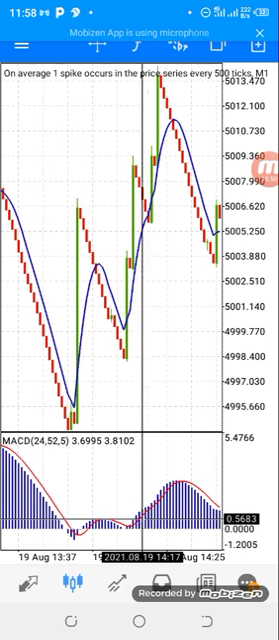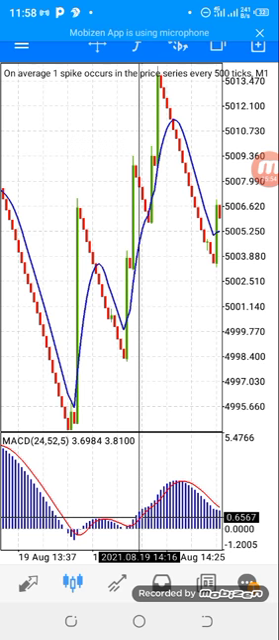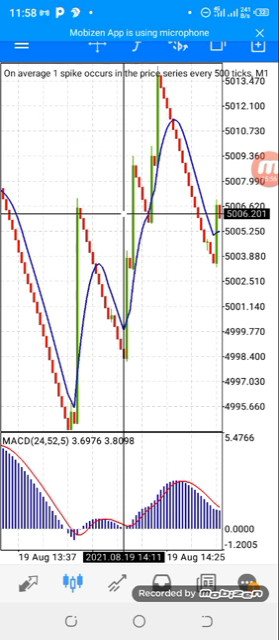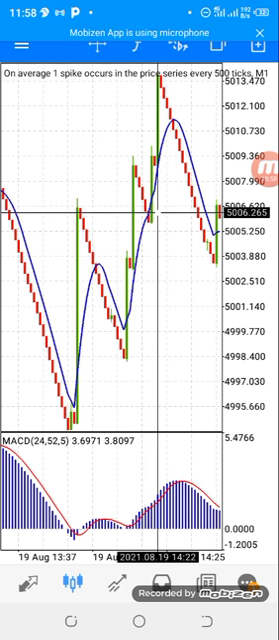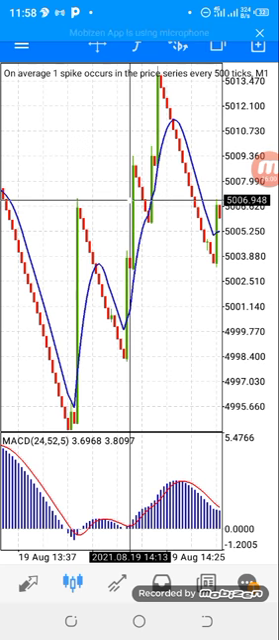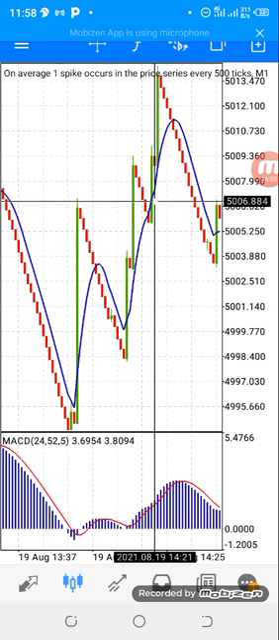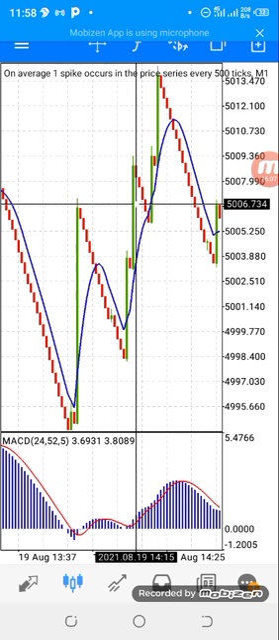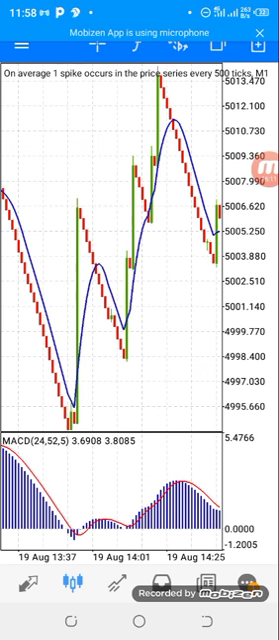Here our MACD bar is above what? The red signal line. Come to your main chart, wait for your retracement, let your bearish bar touch the 10 linear moving average, and trigger your buy signal immediately. As you can see, it spiked.